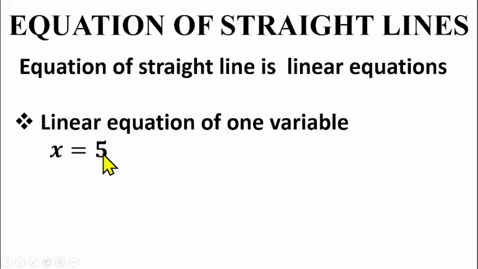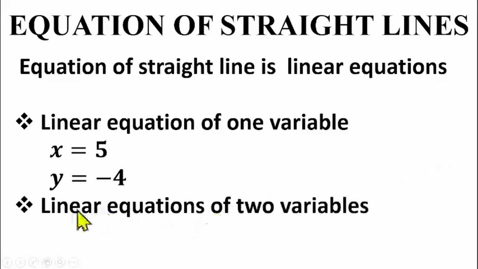Example is x equals 5. This is a linear equation which can be written as x minus 5 equals 0. So this is a linear equation of one variable. The variable here is x. I could also have y equals minus 4. This is another linear equation of one variable, because it can also be written as y plus 4 equals 0. The first one will give us a vertical line graph, and the second is going to give us a horizontal line graph, which is also a straight line.